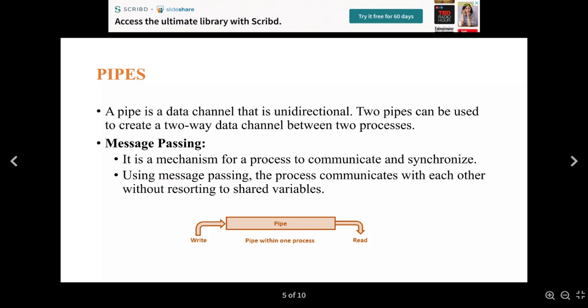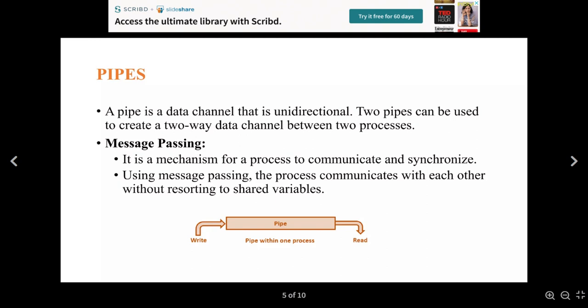How is this two-way communication possible? Let us see how two-way communication can be established in detail in the upcoming videos. But as of now, just remember what a pipe is, what the two ends of a pipe are, and how the information is retrieved using a pipe.